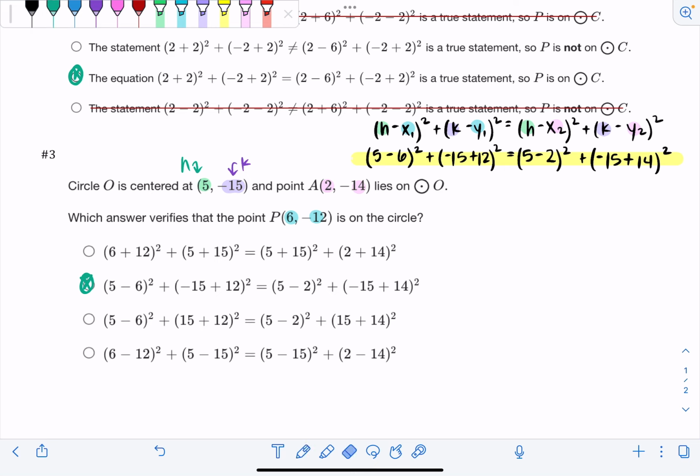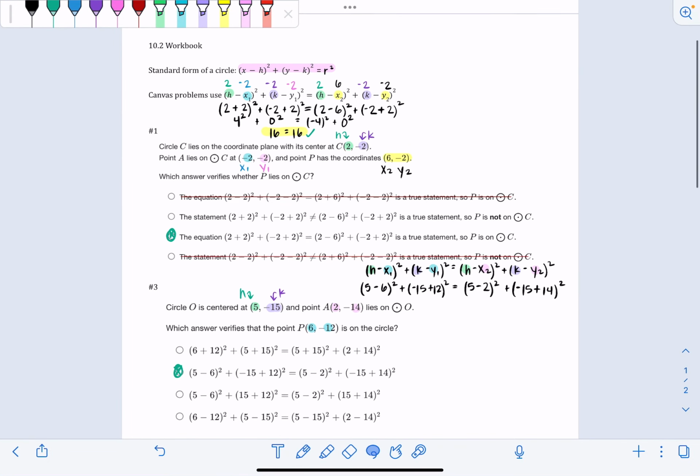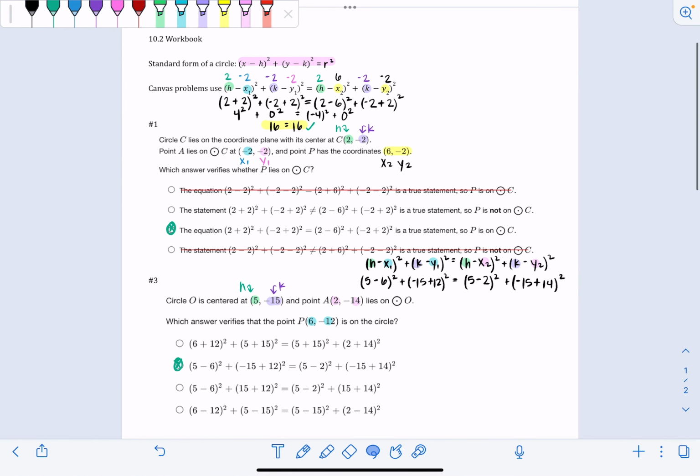Okay, if we didn't do that pre-work, it wouldn't be that big of a deal because it would just end up being like this on the left side, and we could just switch that. I will say though, just for making your life easier, even though they order it differently than the standard form of a circle, for problems like this, just go ahead and put the center of the circle, h and k, as the first one in each of your parentheses. So just use this formula right here.